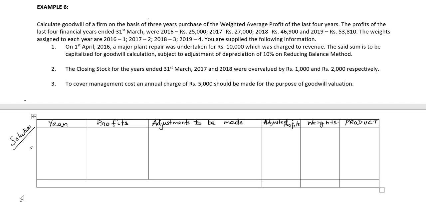Let's begin with the first year, 31st March 2016. The profits, 25,000 rupees. 31st March 2017. The profits, 27,000 rupees. 31st March 2018. The profits, 46,900 rupees.